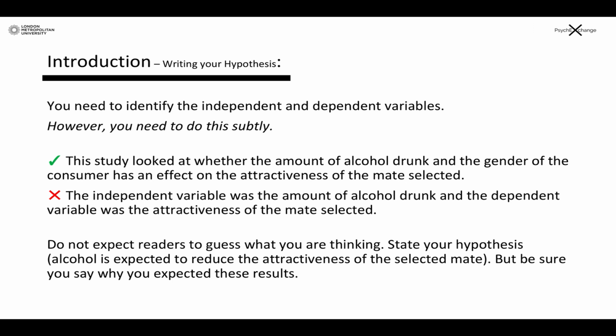Do not expect the reader to guess what you are thinking. It's really important to state your hypothesis in a very clear manner. So for example, alcohol is expected to reduce the attractiveness of the selected mate. But be sure that you explain why you expect these results. Remember, your introduction should lead to this point, so it should be really clear to the reader.